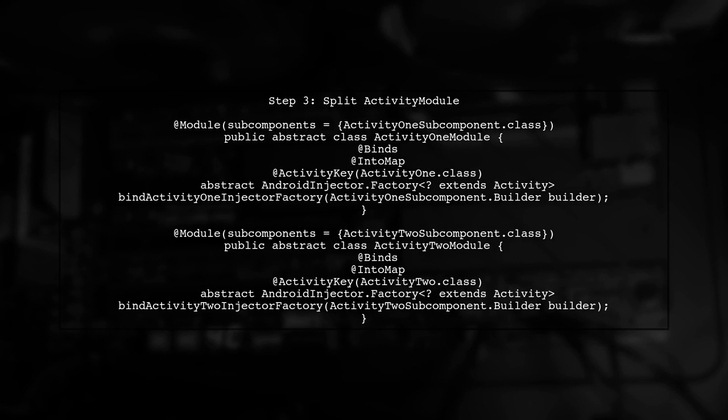Now let's split our Activity module into two distinct modules, one for Activity 1 and another for Activity 2. This separation will help Dagger manage the dependencies more effectively.